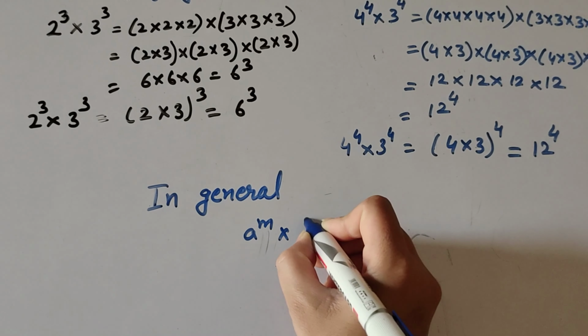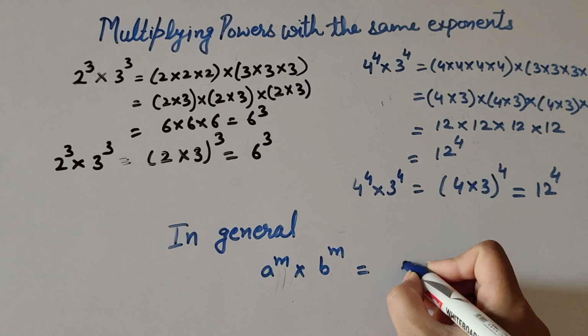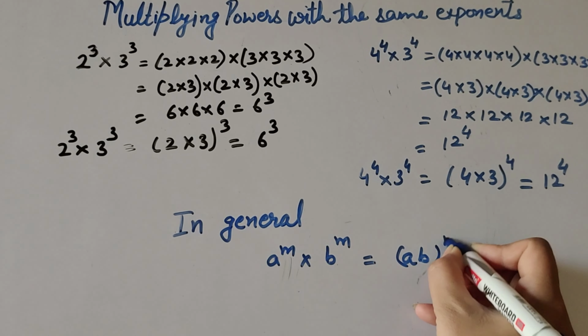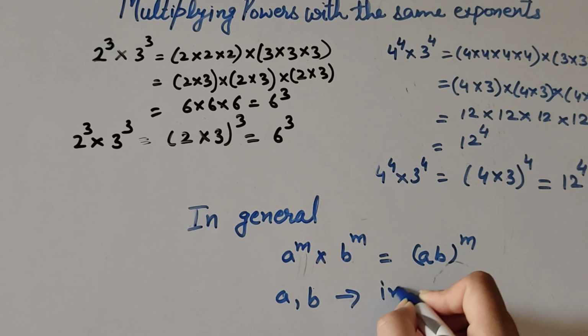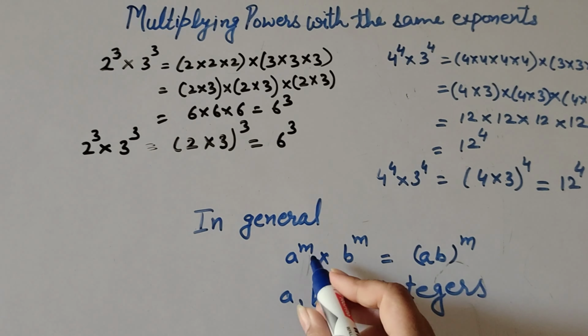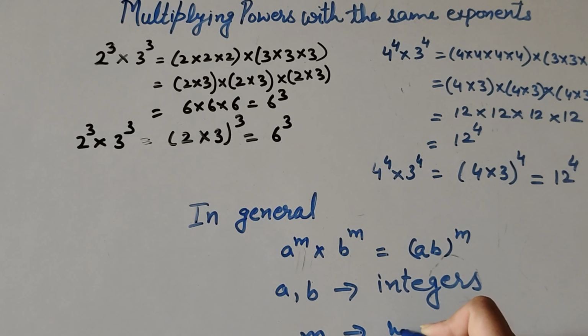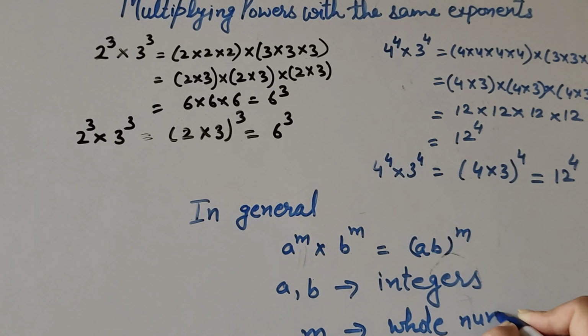So in general we write them: a raised to power m multiply b raised to power m is equal to ab raised to power m. In this, a and b are non-zero integers and m is a whole number.